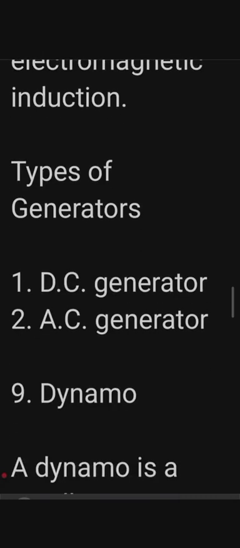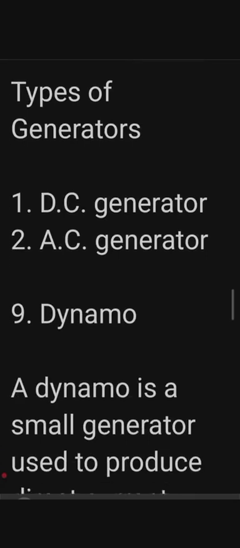Generator is another source of continuous electricity. A generator is a machine that converts mechanical energy into electrical energy. It works on the principle of electromagnetic induction. Types of generators: we have DC generators and we also have AC generators.